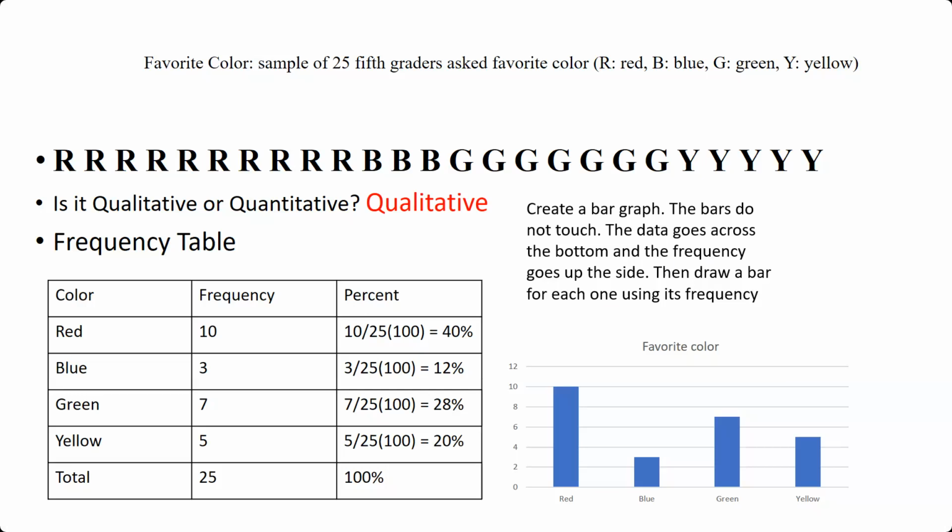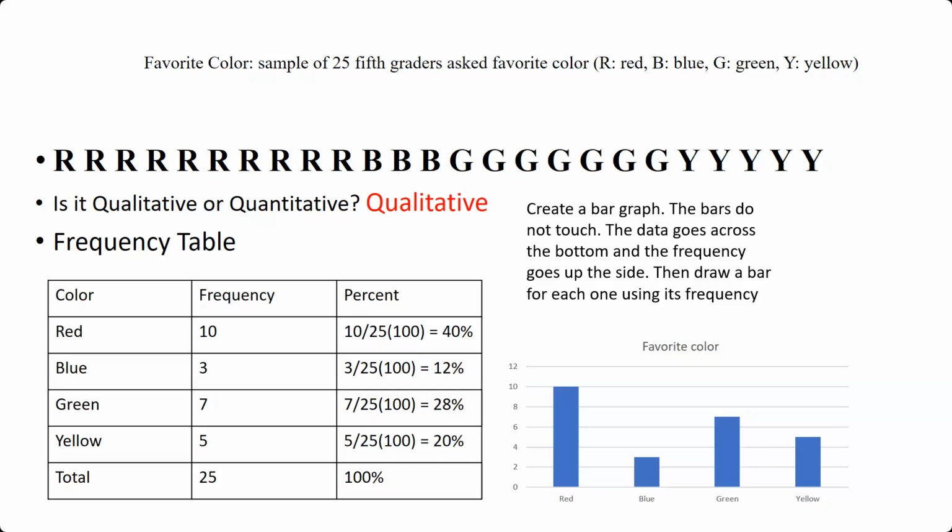Now, I put this on the bottom. You could also go on the top and then your bars go sideways, which is also fine. But they still do not touch. Each one, red, goes up to 10 because there was 10 of them. Blue goes up to 3 because there was 3 of them. Green went up to 7 and yellow went up to 5. Any questions on that? So that uses your frequency.